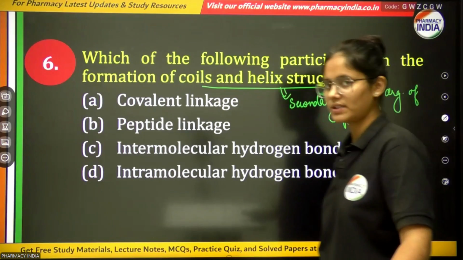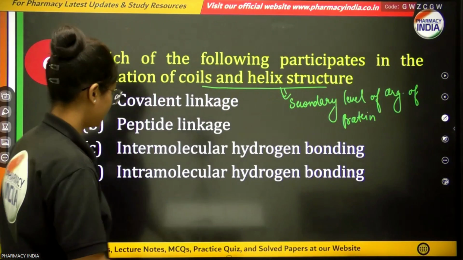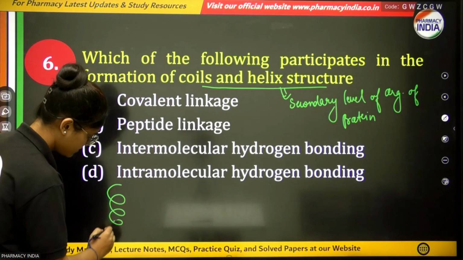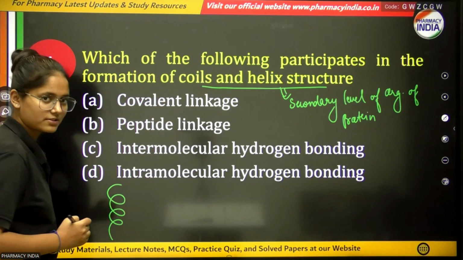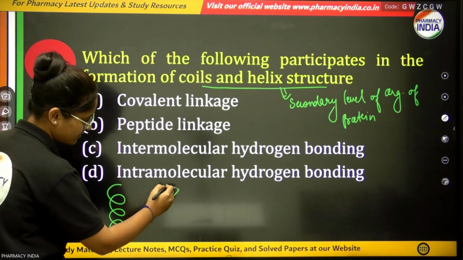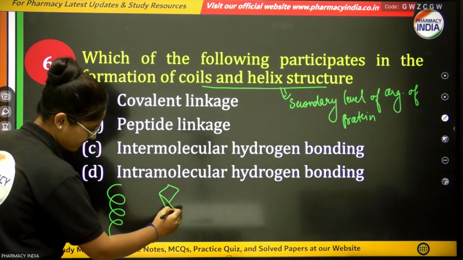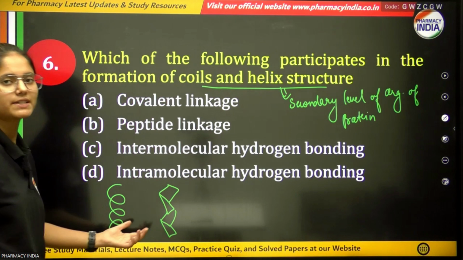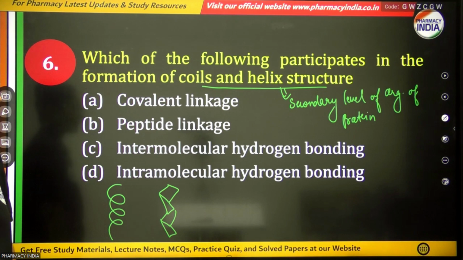Clear? What are coils and helix? Basically, this is helical structure, and this is beta pleated sheets. These are the types of secondary level of organization of protein.